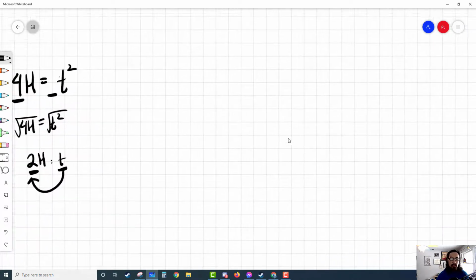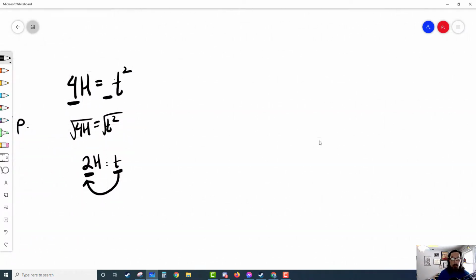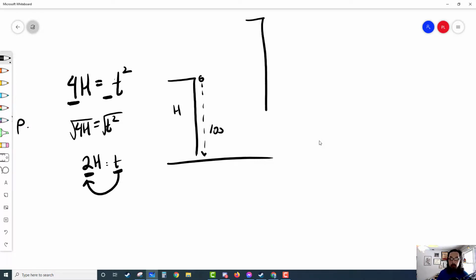So let's think about this conceptually. If we have an object that's released from a height known as h, it falls, it hits the ground. Let's say it takes 10 seconds to fall from a height of h. Let's say we quadruple that height, so this is now 4h. What this relationship is showing us is that the time it takes to fall will be twice as long. So this will be 20 seconds instead of just 10 seconds.